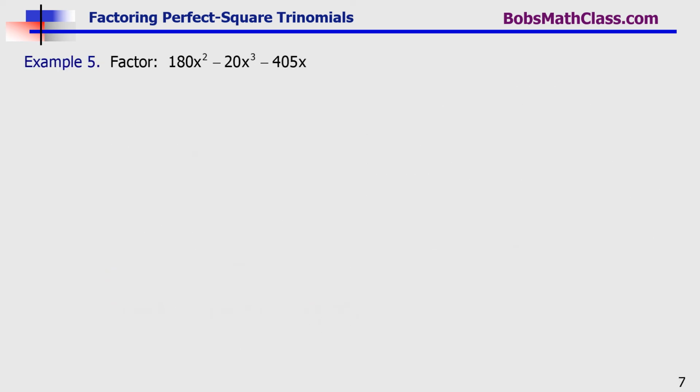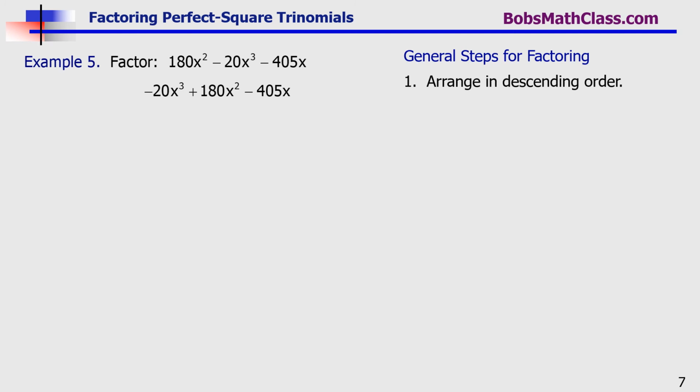All right, example 5. This one looks awful, right? Huge numbers. But we've got to remember our general steps to factoring. Number 1, is it in descending order? It's not, right? So we're going to arrange it in descending order. Which term should go first? Right, the 20x to the third should go first, the 180x squared should go second, and the 405x will go last.